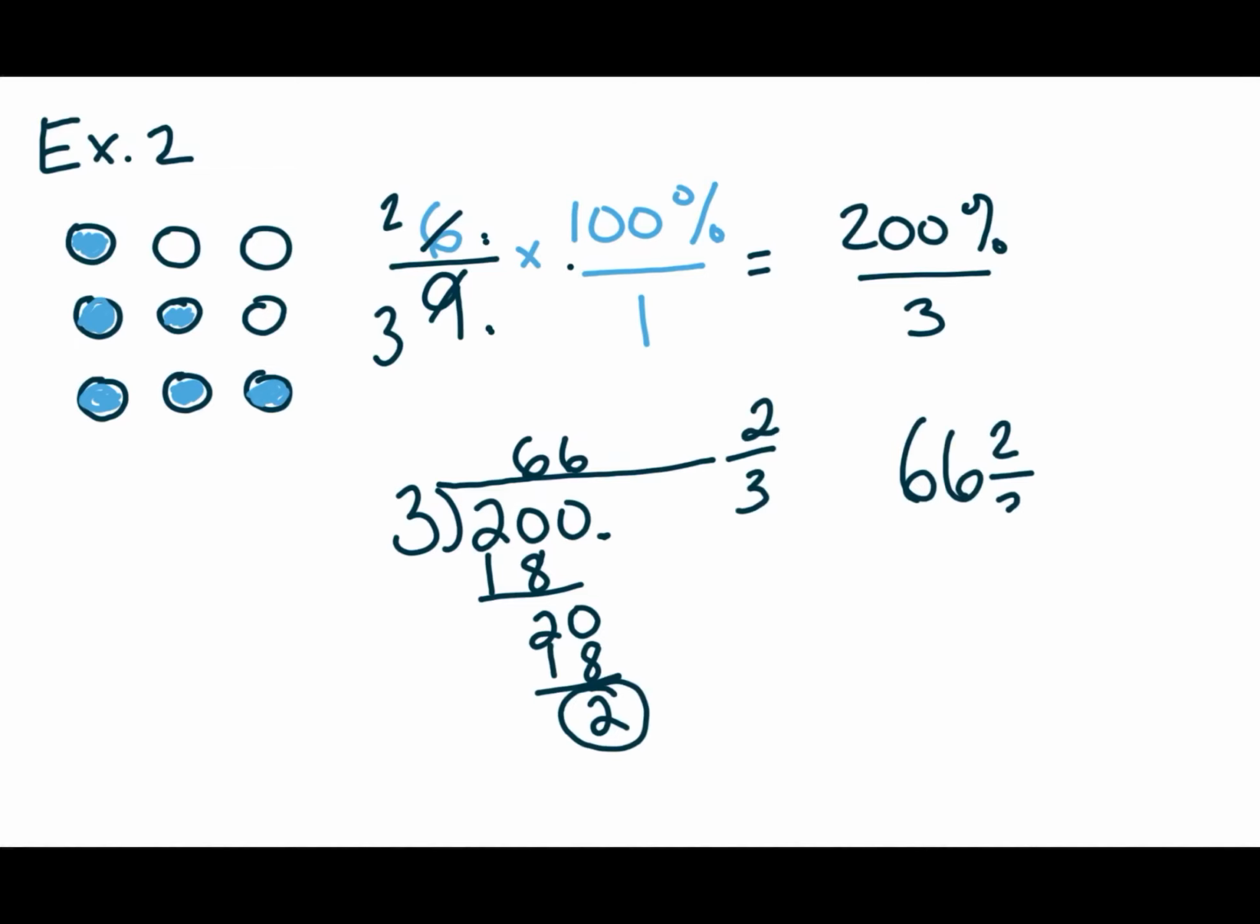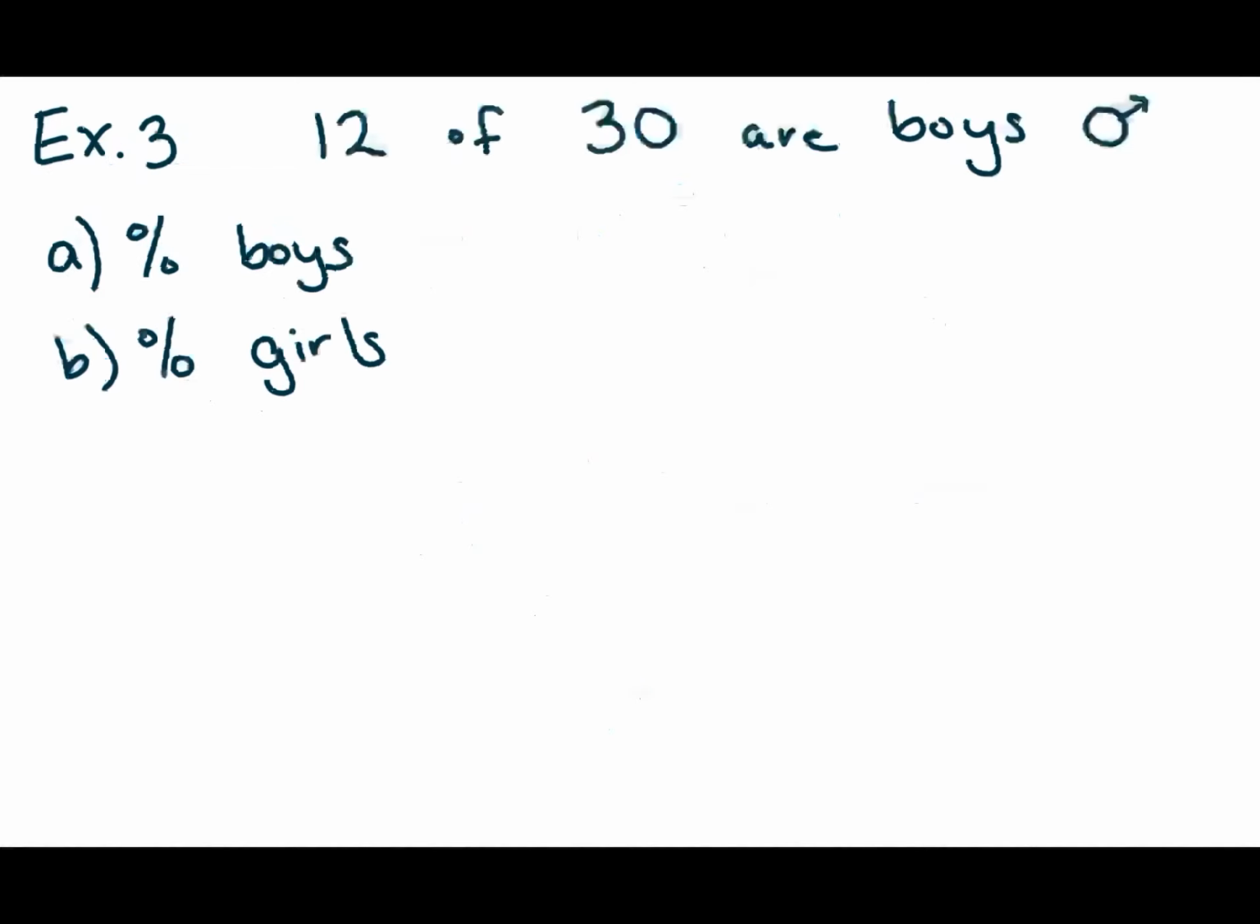Our final example is a classroom question. 12 of the 30 in the classroom are boys. So it asks us to find the percentage of boys and the percentage of girls. So again, the first thing we're going to do is we're going to make this into a fraction. So 12 out of 30, this is boys now that we're finding, times 100% should give us the percentage.